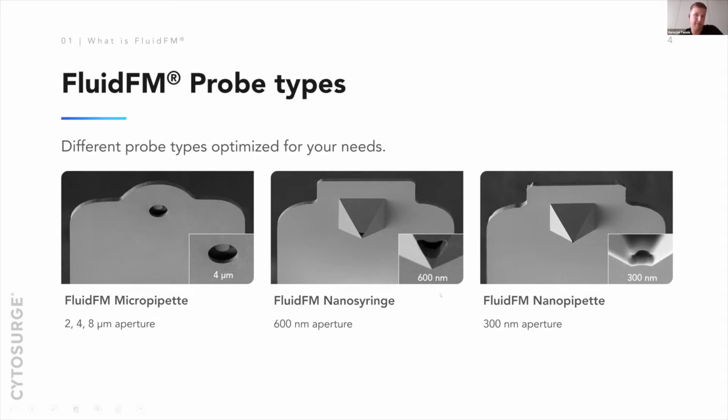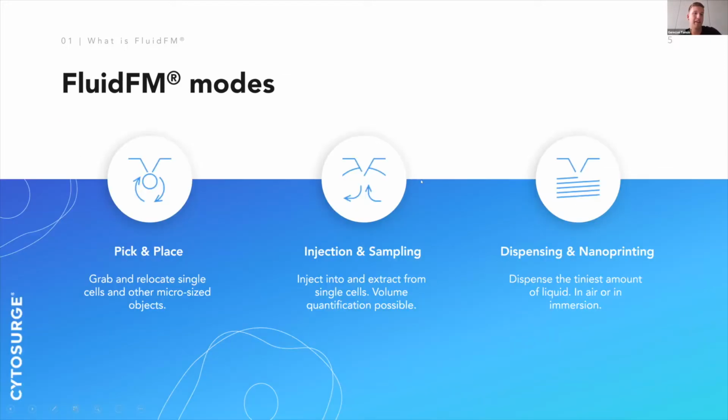There is also a nanopipette, which is a combination of the two. This is mostly used for surface patterning, which I'm not going to talk about now. But the point is that these different geometries make it possible to have different applications, as I mentioned. So with the micropipette, we can pick cells and place them somewhere else.